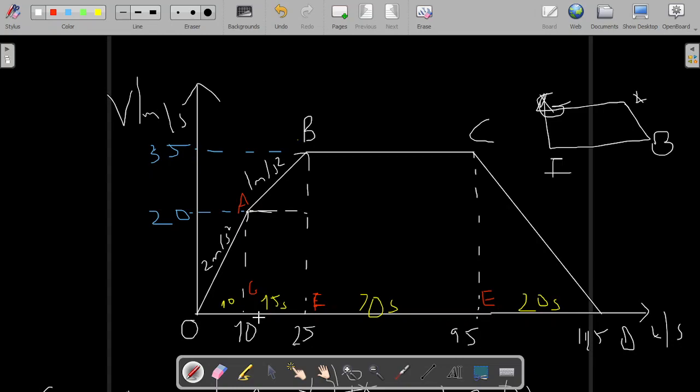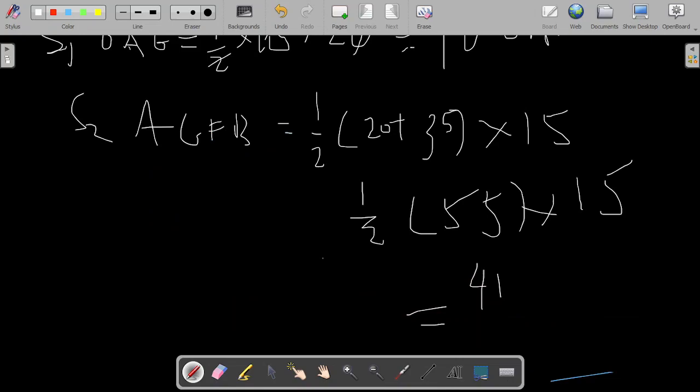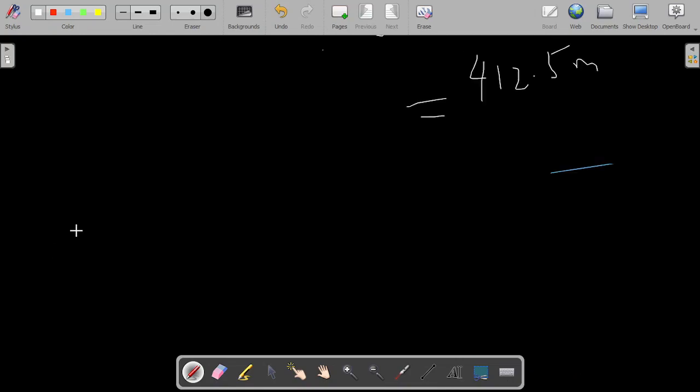We say 1 over 2 times 20 plus 35, that's 55, times 15. When this is solved mathematically, we get 412.5 meters. So now let's solve for S3.